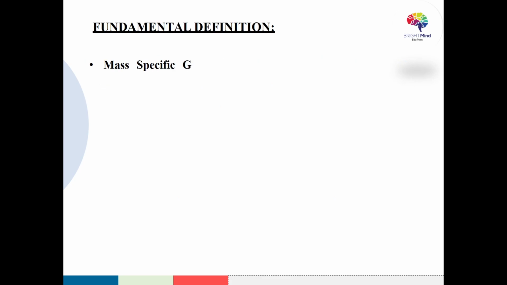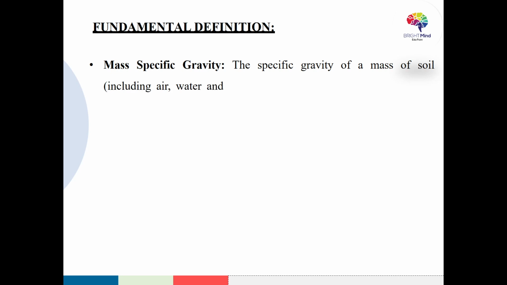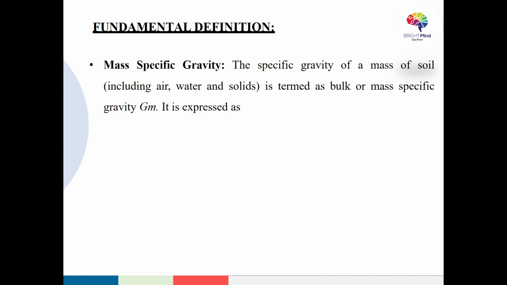The next definition is the mass specific gravity. So the specific gravity of mass of soil, that is including air, water and solid, is termed as the mass specific gravity or the bulk specific gravity. It is represented by Gm and it is expressed as rho upon rho w or gamma upon gamma w.